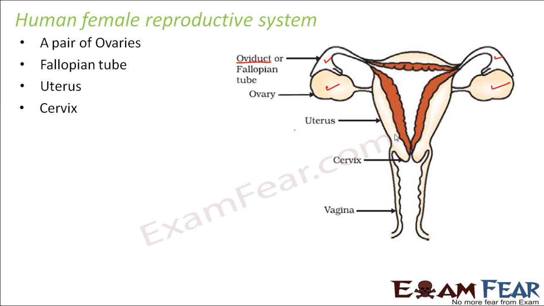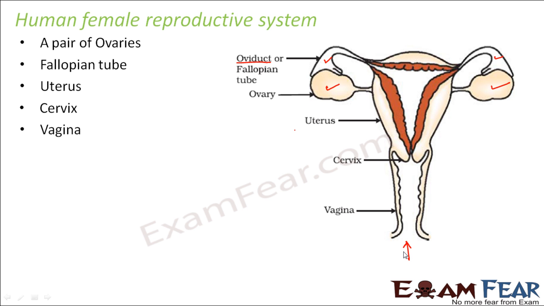Next is cervix. Now where the uterus ends, towards that side, this opening is called cervix. So there is an opening between the uterus and the vagina, and that part is called cervix. And below that you have vagina. Vagina you see here, this is open. This is like a hole which is open.